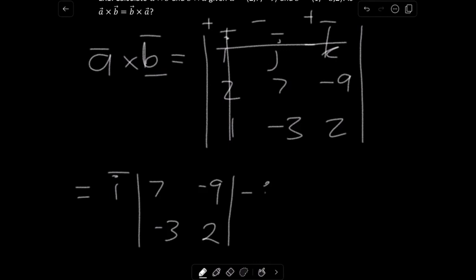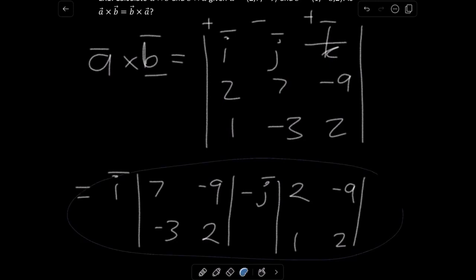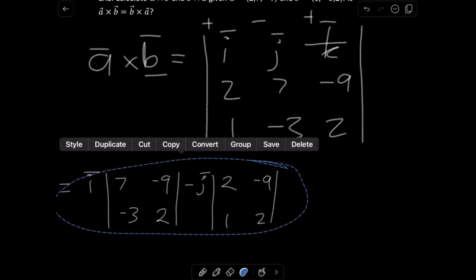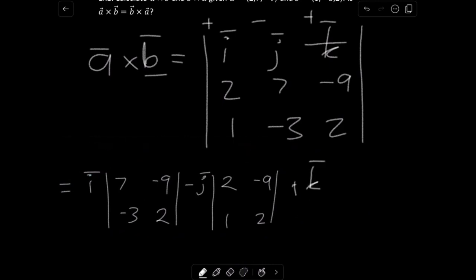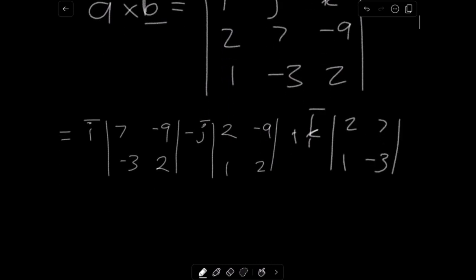It's going to be minus j because, again, account for your checkerboard matrix. It'll be minus 1 times j, that's just minus j. And then your submatrix, let's get that out of the way. The submatrix is going to be 2, 2, 1, and minus 9. Then we're going to have plus vector k, plus 1 times vector k, and the submatrix is 2, 7, 1, minus 3. Now let's work out the determinants of the 2 by 2 matrices.